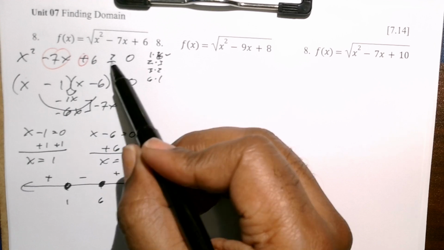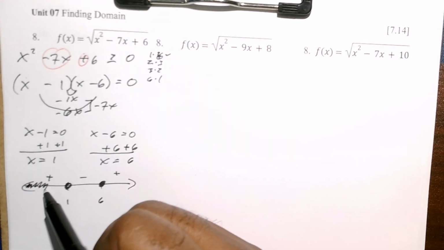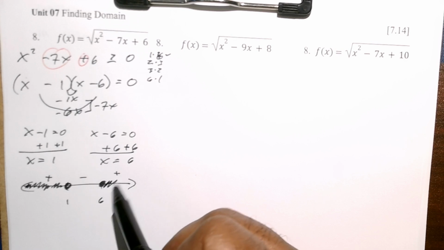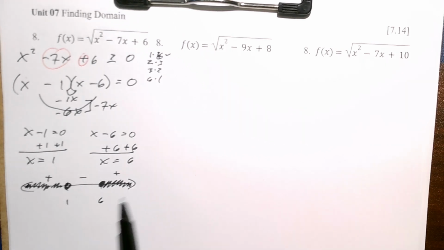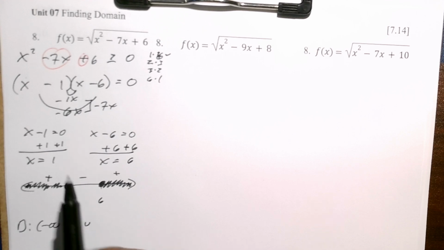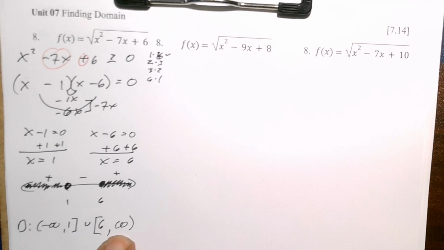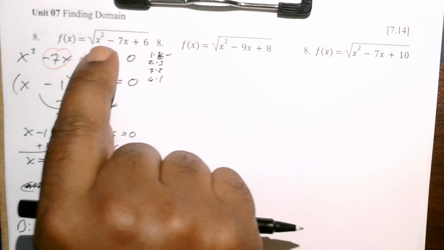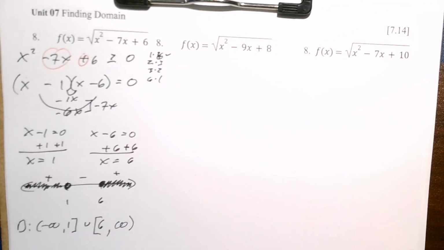I want the parts that are greater than 0, so I'm going to shade this part right here. This is positive, and I'll shade this. So this represents my domain. My domain will be this portion right here, which is negative infinity to 1, and we'll include 1. Also, we get to use this part right here as our domain. This will be 6. We include 6 all the way to positive infinity. So our domain will be any number here or here that would allow this graph to function. Okay, let's try that again.